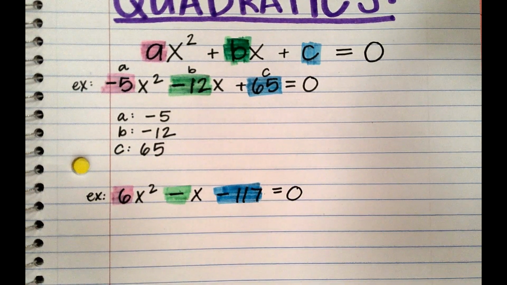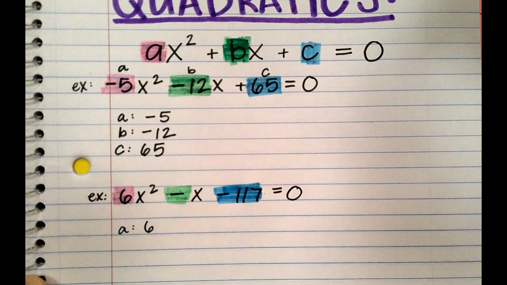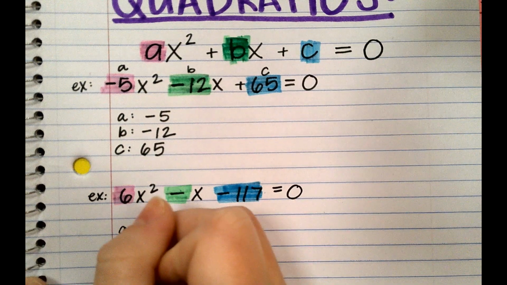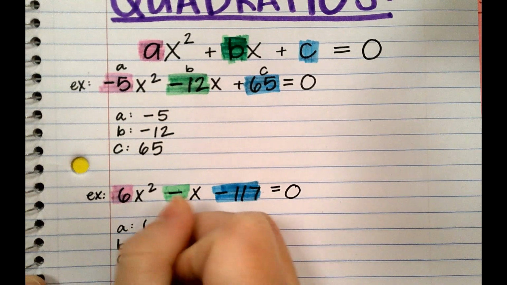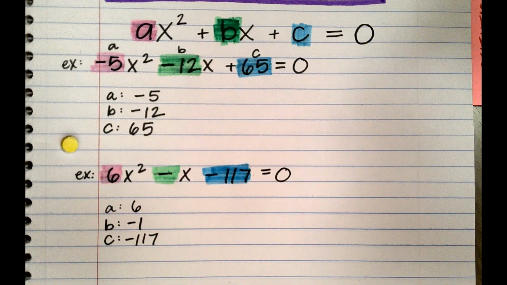So I'll write those out again. A is 6. B is -1. C is -117. Okay, so we can identify A, B, and C. With being able to identify A, B, and C, we can do a lot of things.